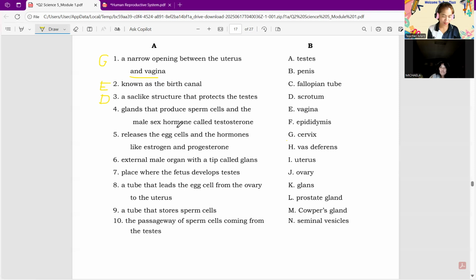What do you think? Testes? All right. So in number four, it is the gland that produces sperm cells. What is that part that produces sperm cells? It is the testes. Okay. At the same time, it also produces testosterone, which is the male sex hormone, so number four is letter A, okay?